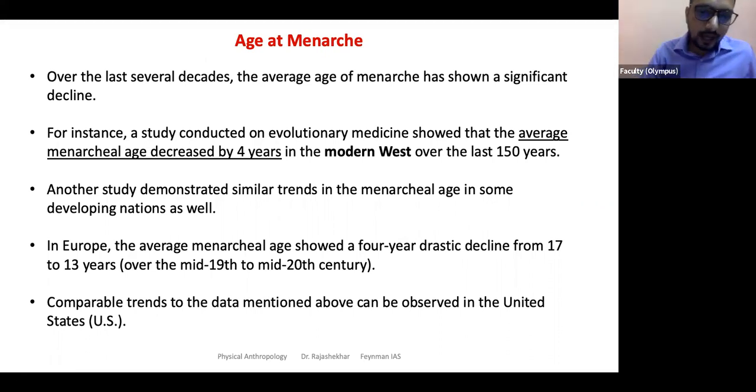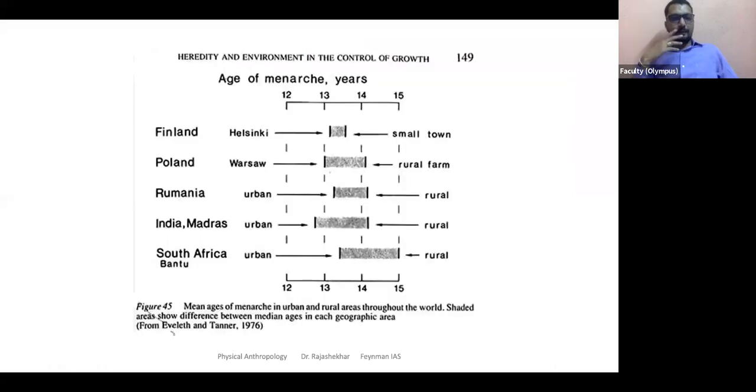In Europe, the average menarchal age showed a drastic 4-year decline from 17 to 13 years. 17 years used to be common to begin menarche, and that now became 13 and a half years. Comparable trends can be observed in the United States as well. So the West, the US, and developing nations are showing this trend, which seems to be an average trend happening in evolution.